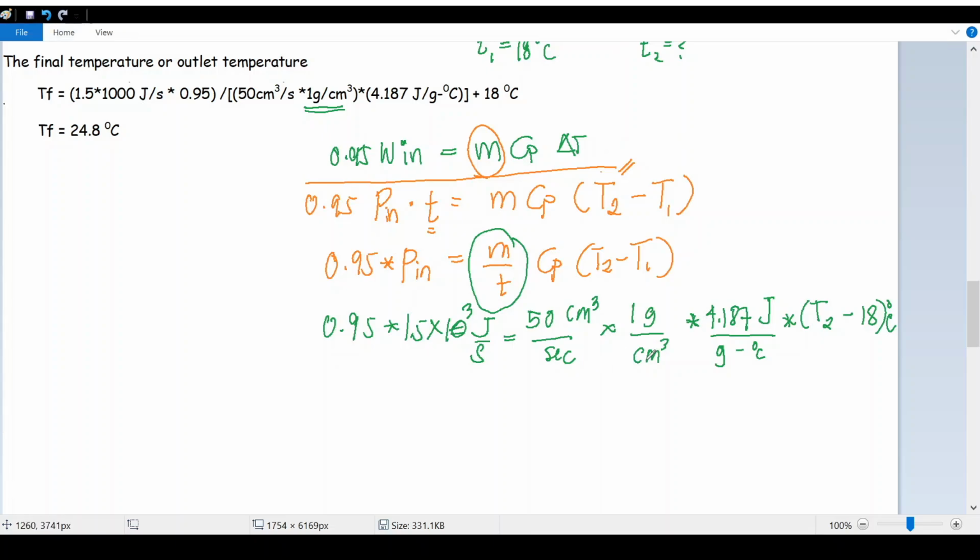The cubic centimeter will cancel out. What remains here is gram. The gram and gram will cancel out, and the degrees Celsius will cancel out. What remains here is the joules and seconds, and on the other side it is also joules per second. And so therefore we can now calculate the final temperature, or the outlet temperature of the heater.